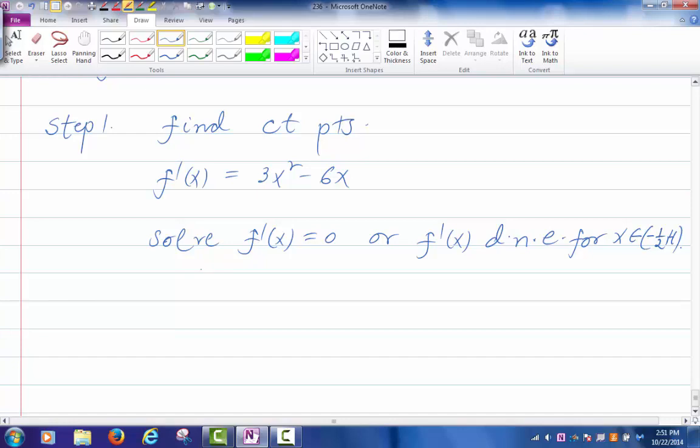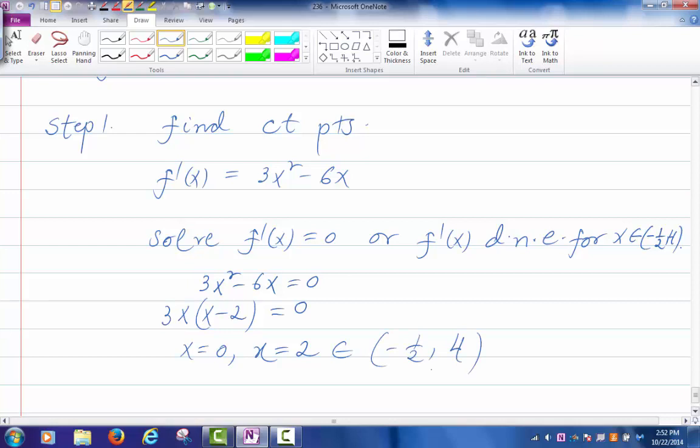So the derivative being 0 means that 3x squared minus 6x is 0. If I factor out 3x, I get x minus 2, right? So what is x? 0 or 2, right? Are both of those values inside of that interval? Yeah. So both of them are critical points there. Do I get any solutions from where the derivative doesn't exist? None, right? The derivative exists everywhere. So I found only 2 critical points.